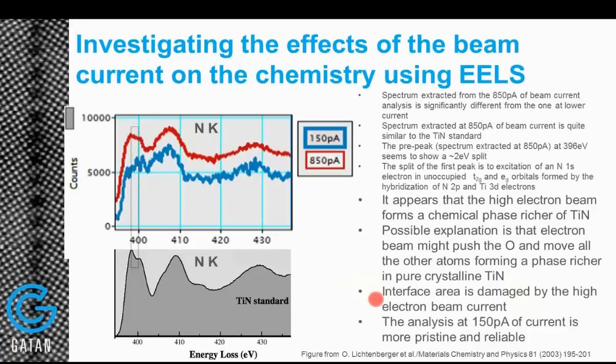The other question you would ask is, what should we do in this case? Definitely you want to try to work at a low beam current, and perhaps the analysis carried out at 150 picoamp is definitely more pristine and more reliable. But this is something very important that you have to take into account when you look at this device, because you want to get data, but at the same time you want to make sure that the data is as reliable as possible and as close as possible to what it should be in reality.